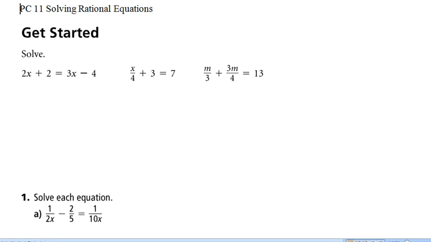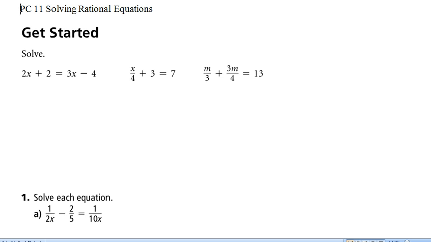Welcome to the Pre-Calculus 11 lesson on solving rational equations. Let's just get warmed up by solving some equations we've seen before. Remember that to solve one of these equations means to find all values of x that make the equation true. The way we do that is quite familiar.